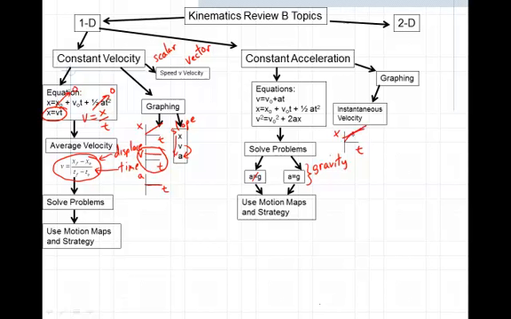There's also the topic of instantaneous acceleration. So instantaneous acceleration would be on a velocity time graph. We would do the same thing. The slope of the tangent line would tell us the instantaneous acceleration. So instantaneous velocity comes from the slope of the tangent line of a position time graph. Instantaneous acceleration would come from the slope of the tangent line of the velocity time graph.